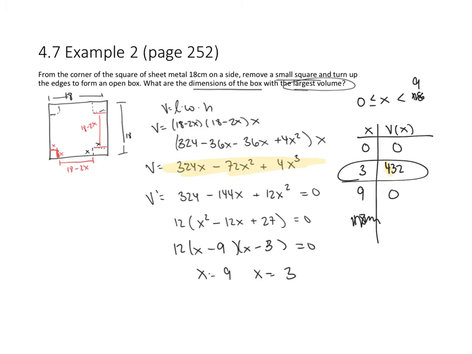So let's make sure we answer the question. What are the dimensions of the box? So the box should be 3 centimeters by 3 centimeters. And that will get us the largest volume.